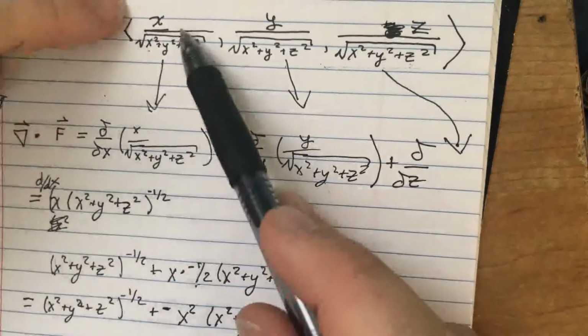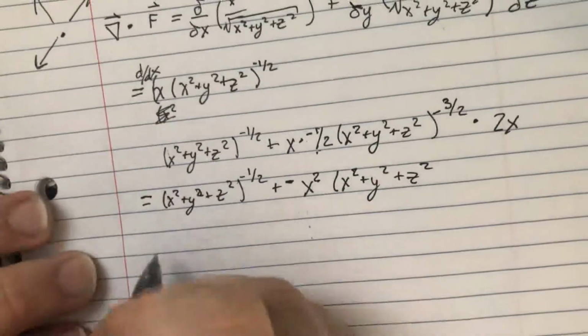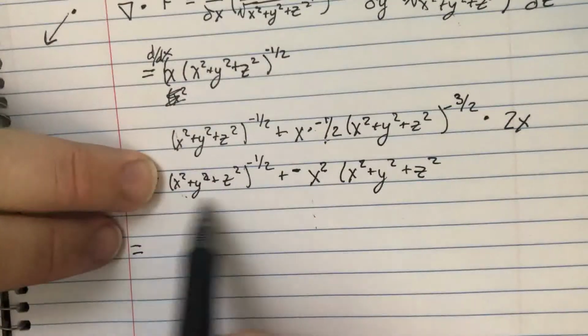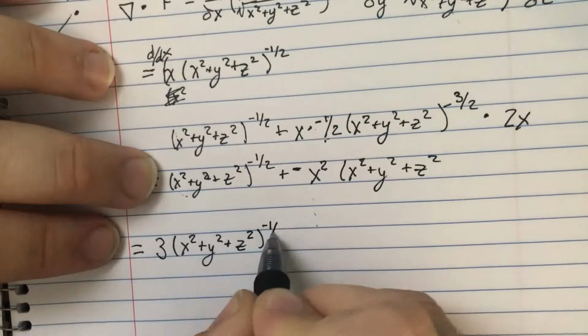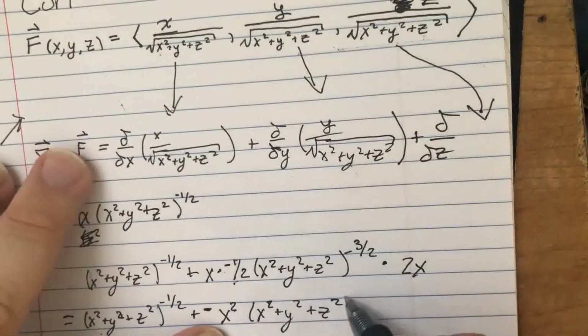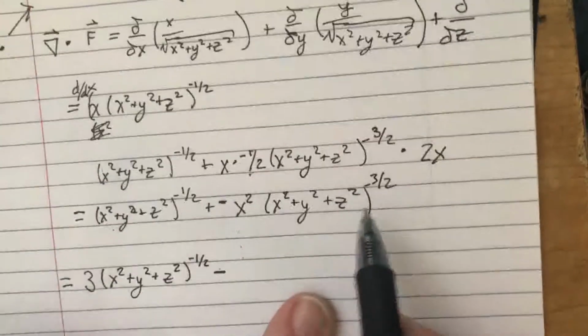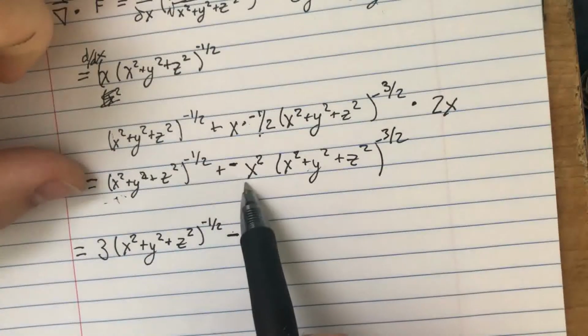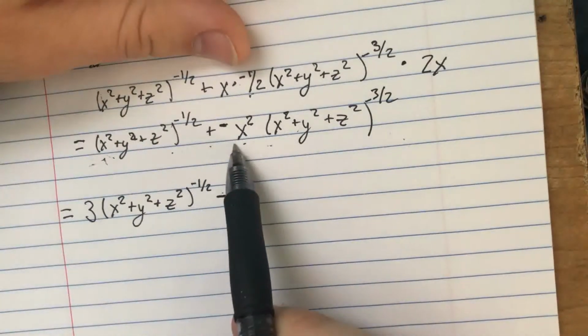Right, because we're taking the derivative with respect to x, y, z. They're going to be symmetric. So this is going to give us 3 of these, right? Because this is all going to be the same. So 3 times (x squared plus y squared plus z squared) to the negative 1/2 minus, yeah, this should be a negative 3/2. Sorry. So when we do the derivative of the x component, we're going to get this minus x squared times this. When we do the y component, we're going to get this minus y squared times this. And when we do the z component, we're going to get this minus z squared times that, right?